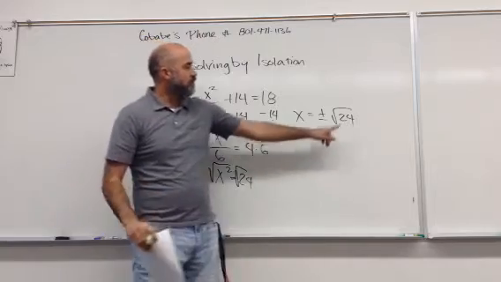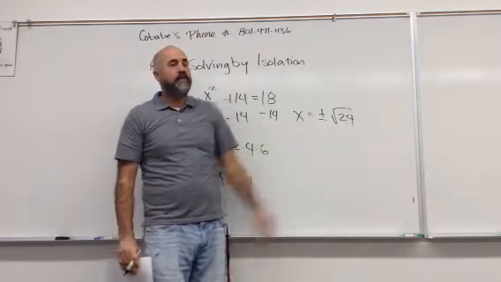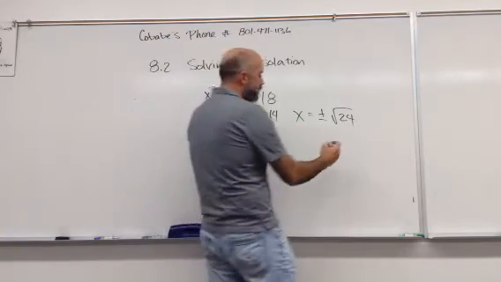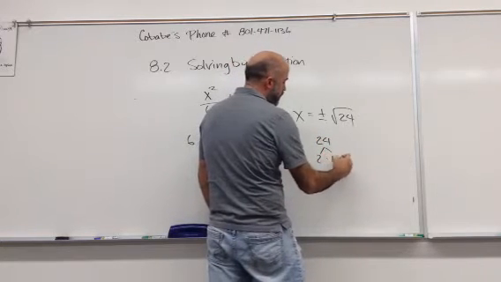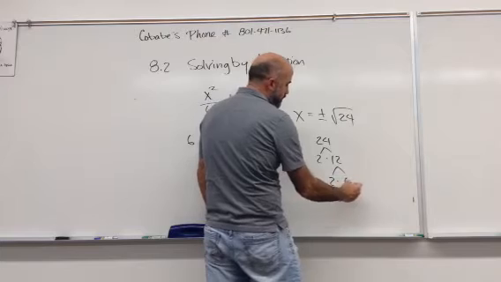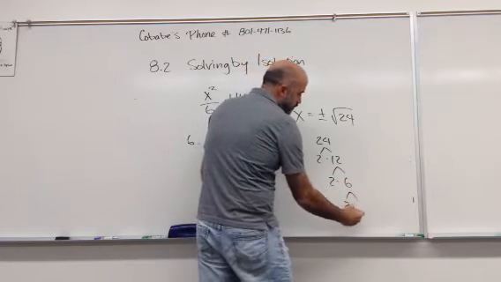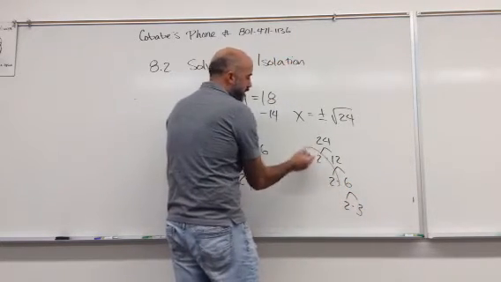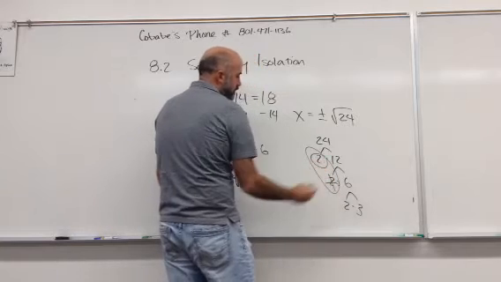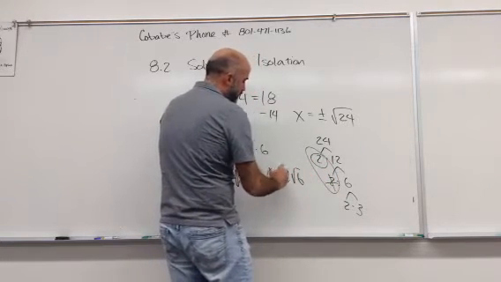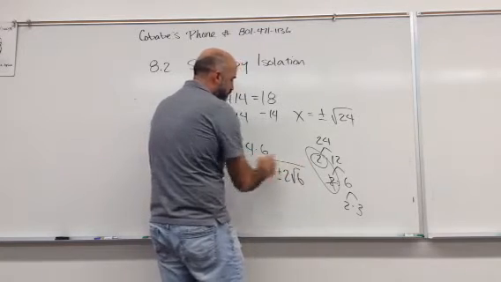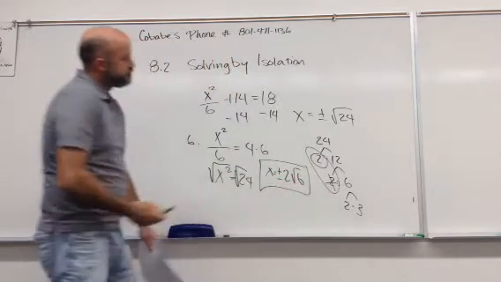And you guys, we've done this a lot. 24, if you want to do it the long way, 24 is 2 times 12, is 2 times 6, and 2 times 3. It takes 2 to get out, so it is 2 root 6. X equals plus or minus 2 root 6. And that's the answer.